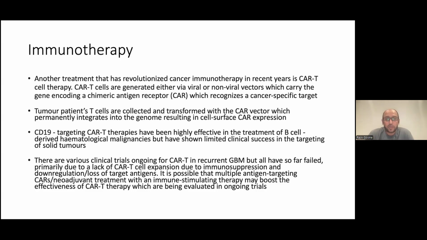There are various trials ongoing for CAR T in recurrent GBM. So far, none have shown too much promise, primarily due to the lack of CAR T cell expansion due to immunosuppression and downregulation. It is possible that multiple antigen targeting CARs and neoadjuvant therapy with immune stimulating therapy may boost the effectiveness of CAR T therapy, and there are ongoing trials to evaluate this.